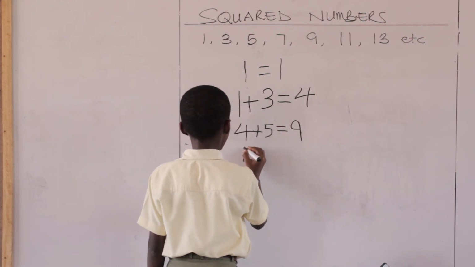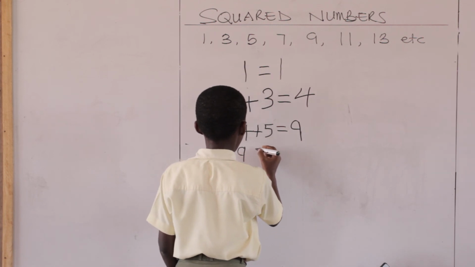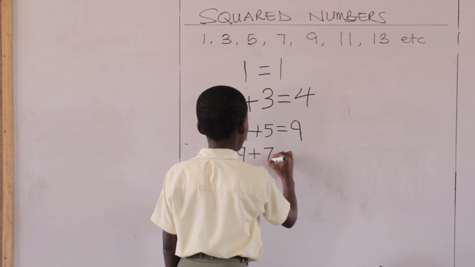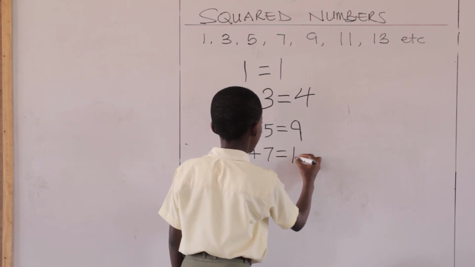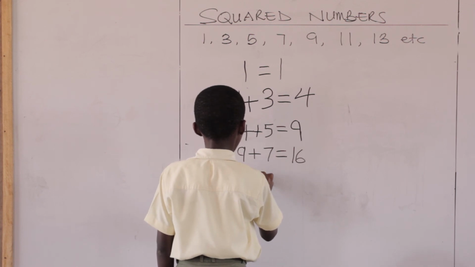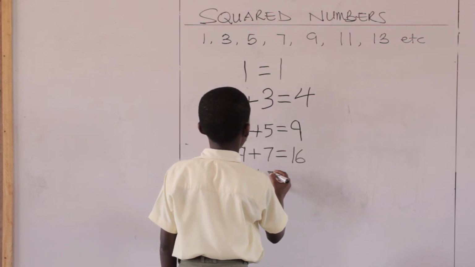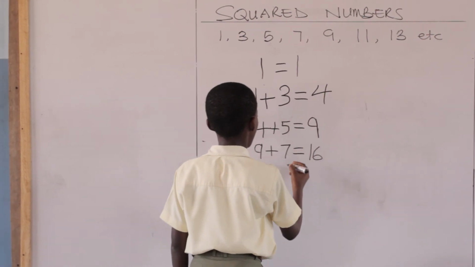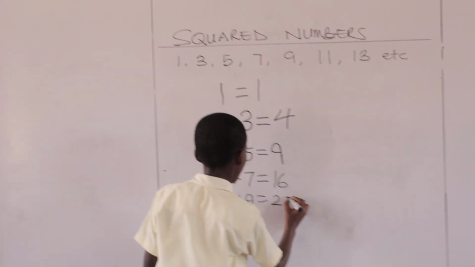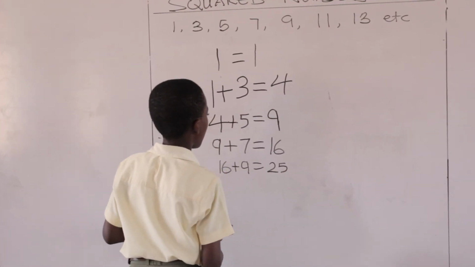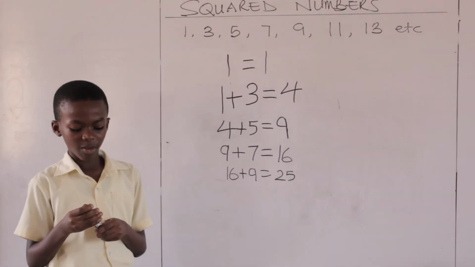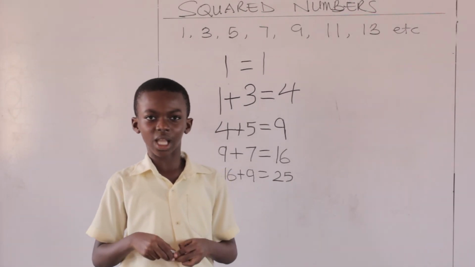Then write 9 plus the next odd number, which is 7. That equals 16. Then you write 16 here. 16 plus the next odd number, which is 9, equals 25. I believe you can list as many square numbers as you want.